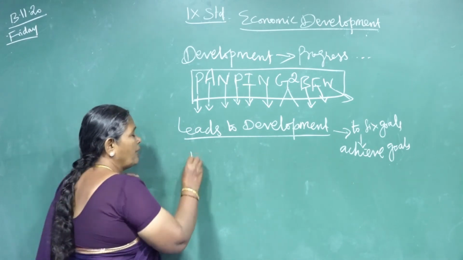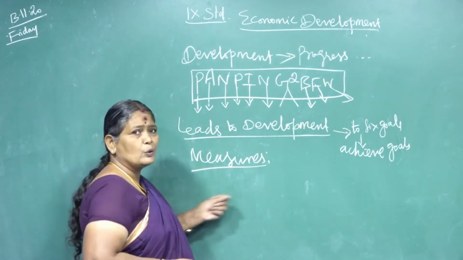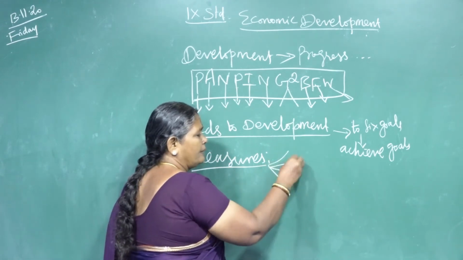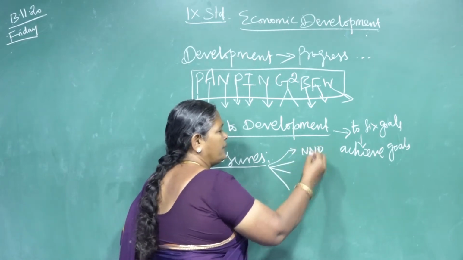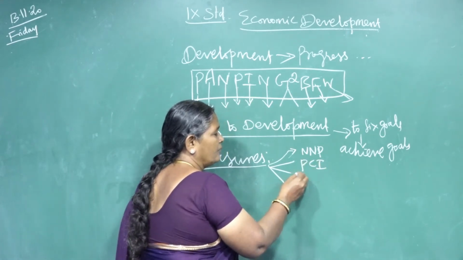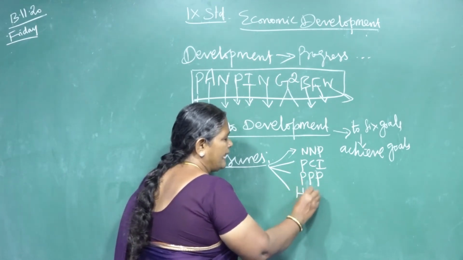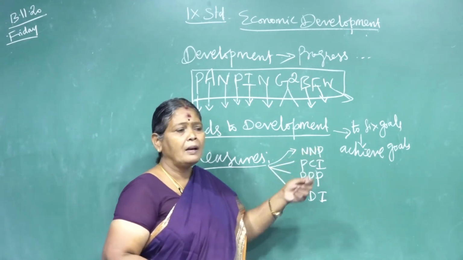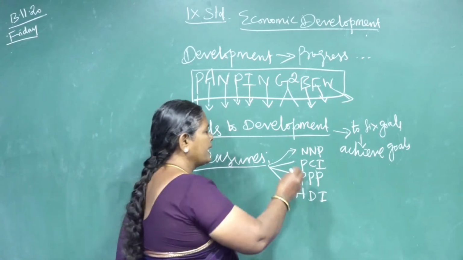Next, children, measures. What are the measurements we use to achieve development? There are 4 types of measures. One we say is NNP. Second one, per capita income, PCI. Third one, purchasing power parity. Fourth, HDI.